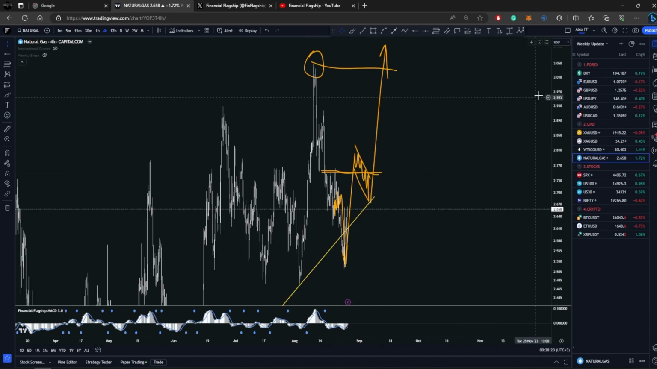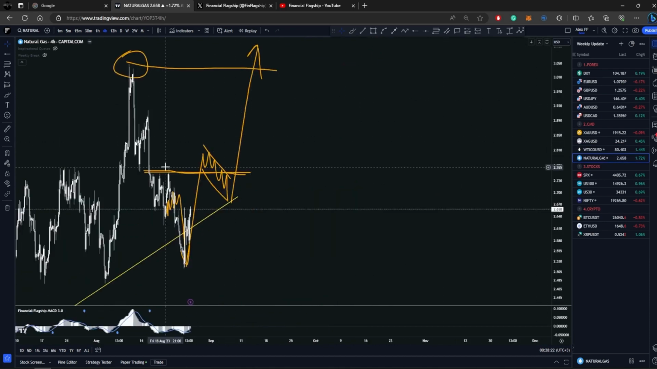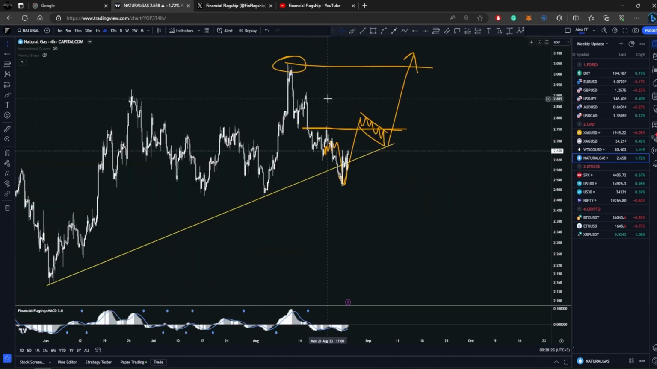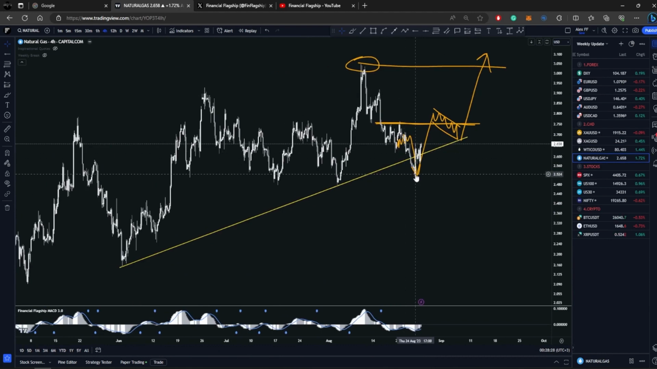For natural gas, last week I was expecting the price to drop and then start a new wave towards the upside, and as you can see, the analysis was spot on. It went to the pip.